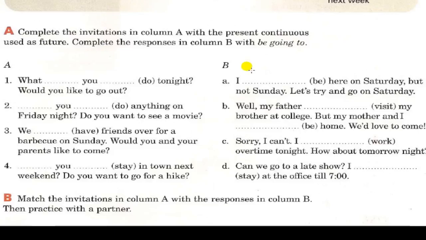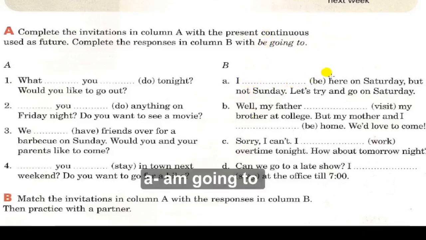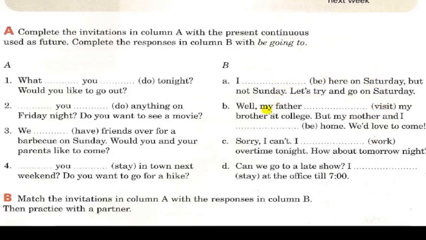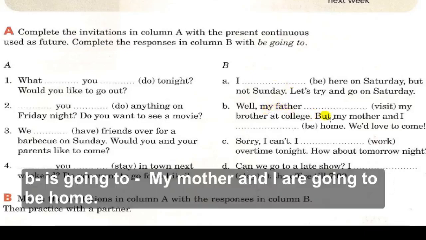Column B. Be going to. You will use be going to to fill the spaces. Be: am, is, are going to. A. I'm going to be here on Saturday, but not Sunday. Let's try and go on Saturday. Saturday, soft T.